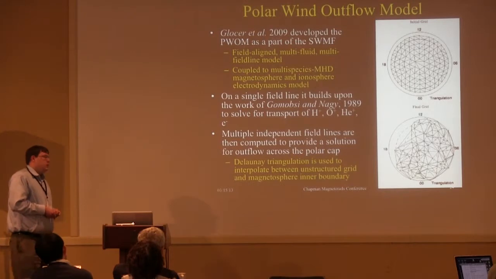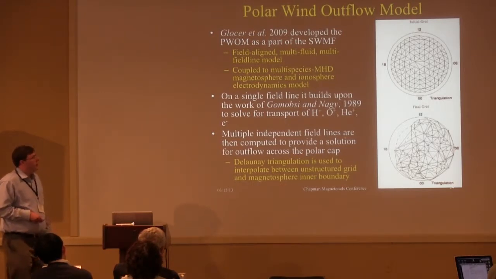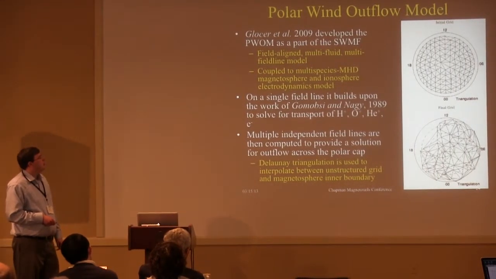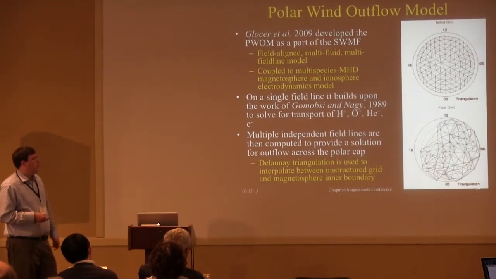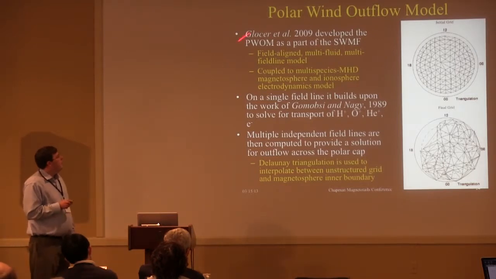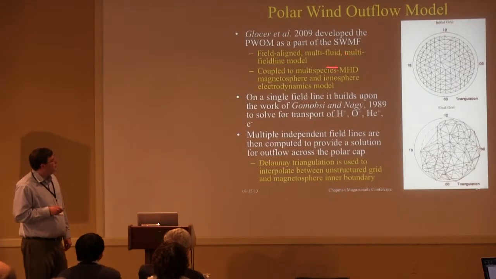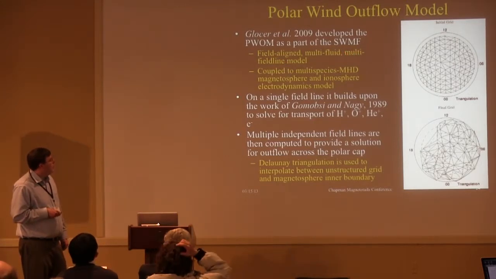So those are all just using empirical relationships. The Michigan group has really done a lot of work with actually incorporating polar wind models, physics-based polar wind. So the polar wind outflow model, we've heard it mentioned a couple times now. It's summarized in Glocer et al. 2009. It's a field-aligned, multi-fluid, multi-field line model.